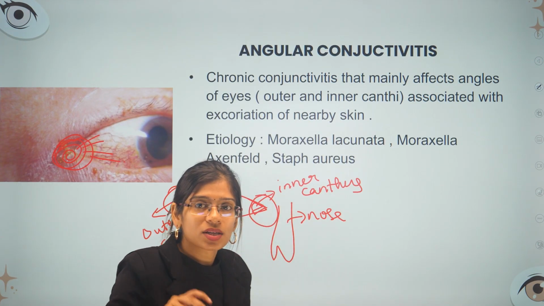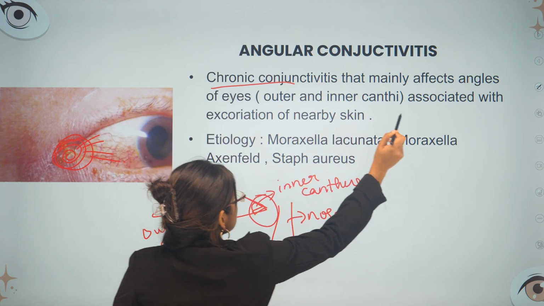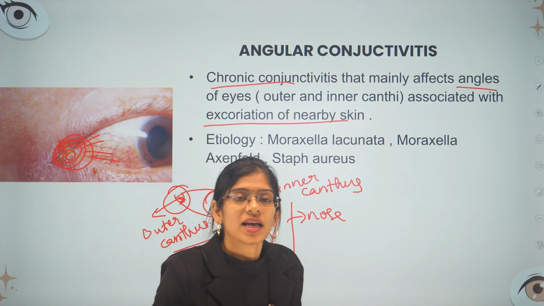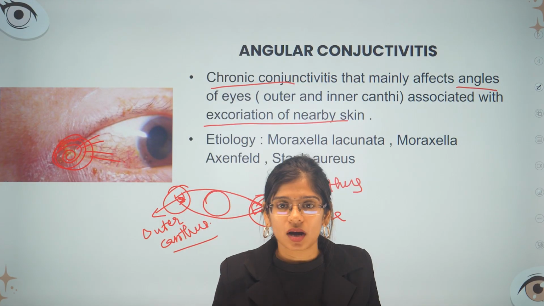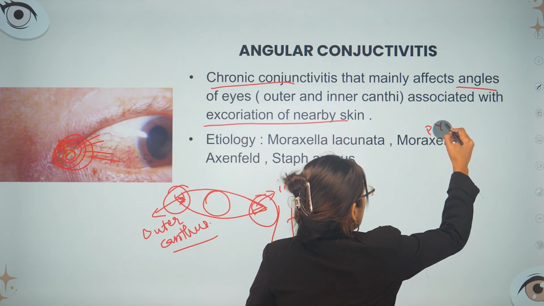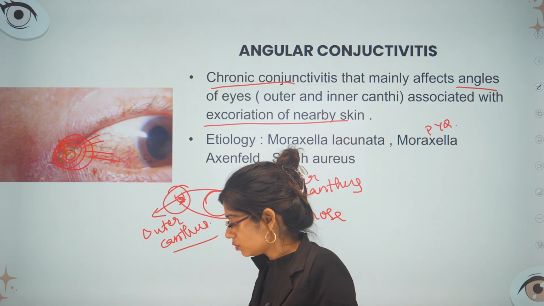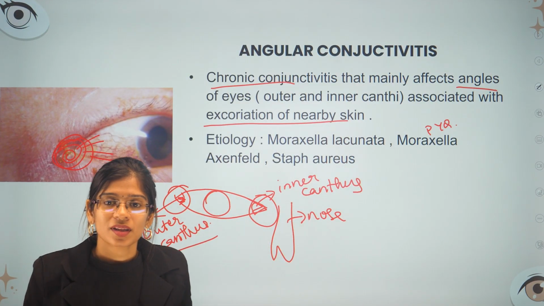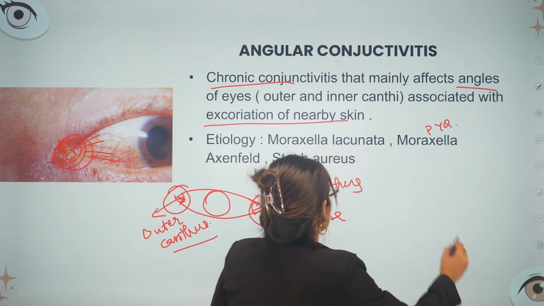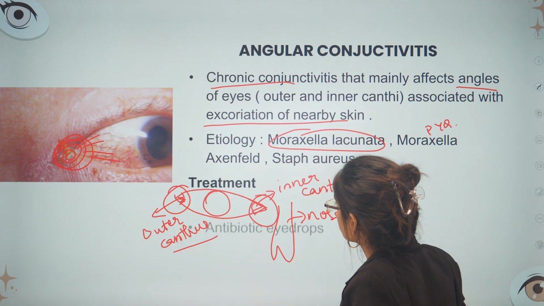So, what is angular conjunctivitis? Read here now. Chronic conjunctivitis basically affecting the angles of the eye along with excoriation of the nearby skin, excoriation or moist, macerated skin. Etiology is important. This is a question. What is the etiology of angular conjunctivitis? Please read it. Moraxella lacunata, and Staph aureus. This has been asked multiple times. Important.